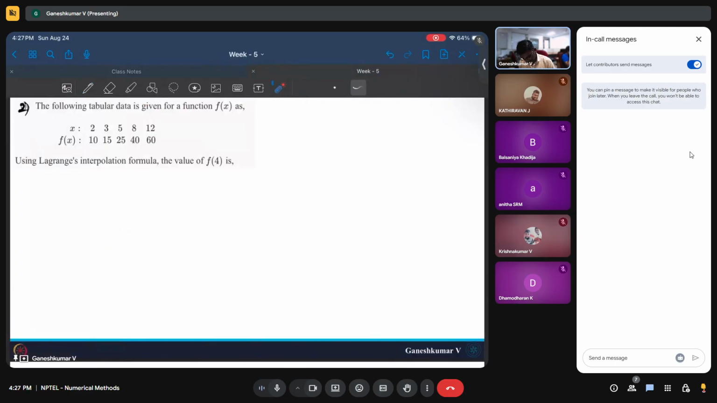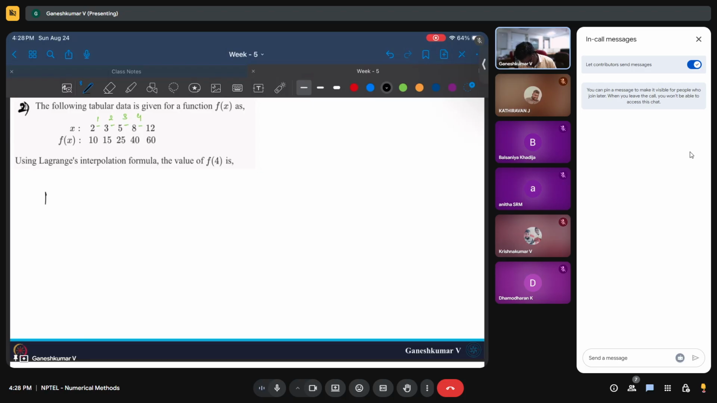Here you can note that from 2 to 3 the difference is 1, here the difference is 2, here it is 3, and here it is 4. Although this follows a trend, it does not necessarily need to. But if the points are not equally spaced, then you cannot use the central difference or Newton's forward or backward difference formulas. You need to use either the Lagrange interpolation formula or divided difference. Now let's write down the polynomial.